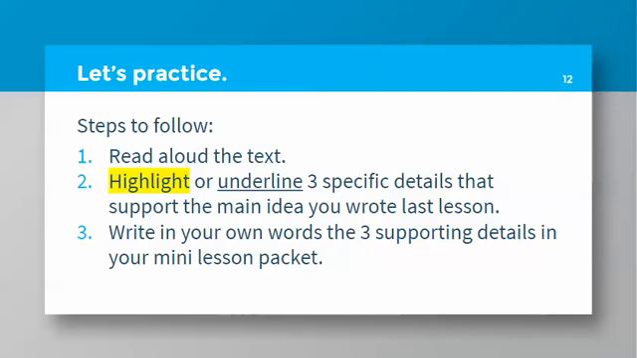So let's practice with a paragraph. You'll notice it's a similar one to last lesson. So our steps to follow: we're going to read aloud the text first. Second, you can highlight or underline 3 specific details that support the main idea you wrote last lesson. So you'll take a look at your packet for that. Lastly, you're going to write in your own words the 3 supporting details in your mini lesson packet. If you haven't gotten out your packet yet, go ahead and do that now.